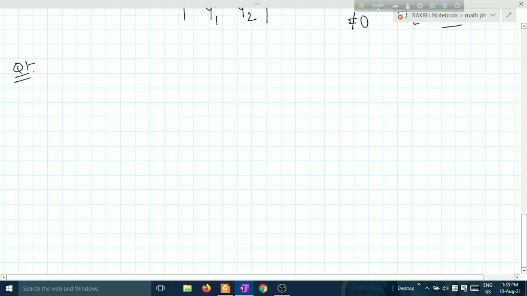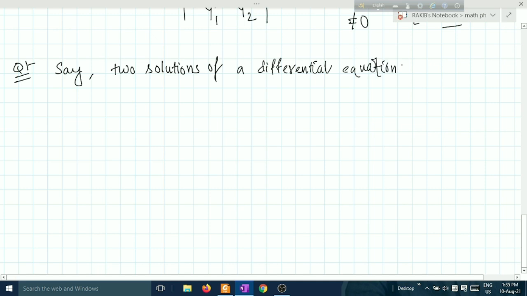Say I am giving a question. Two solutions of a differential equation are given. In the Wronskian, you will be given two solutions. What are the solutions? Say y1 is equal to e to the power x cos x, and y2 is equal to e to the power x sin x. These are the two solutions of a differential equation. The differential equation here is not mandatory.